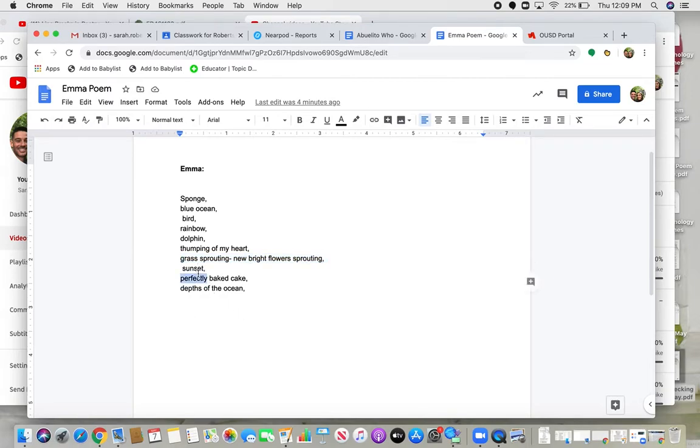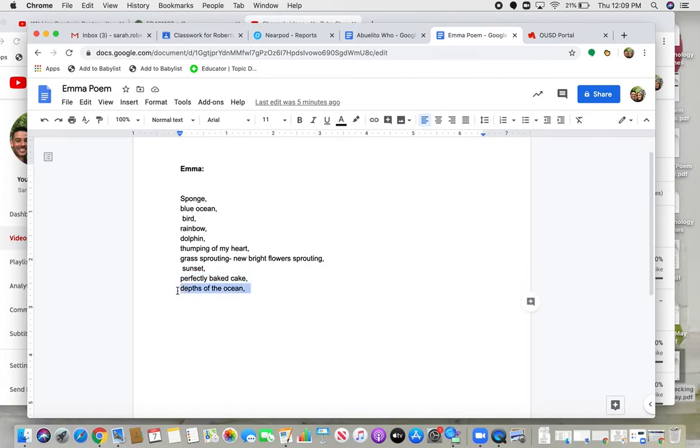She's like the sunset. I think of the sunset as very calming, very peaceful, with the pastel orange and red colors. That to me represents Emma and the fact that she's also very peaceful and calming and just beautiful. She's like a perfectly baked cake. I think of a perfectly baked cake with multiple layers. I look at Emma and she's perfect to me. There's nothing wrong with her. And she's sweet like a cake.